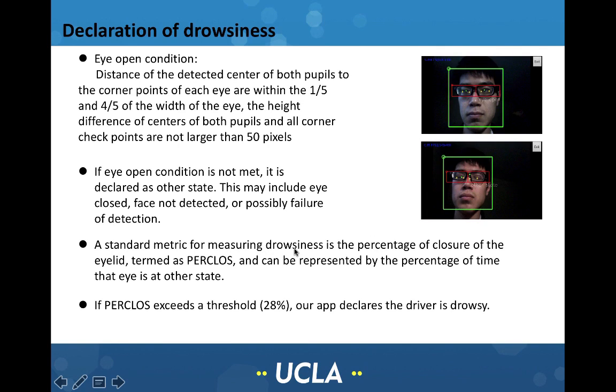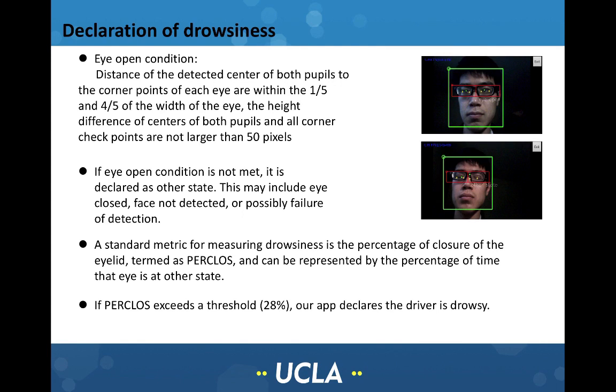The declaration of drowsiness is explained below. The eye open condition is simply set as follows: the distance from the detected center of both pupils to the corner points of each eye is within 1/5 and 4/5 of the width of each eye, and the height differences between the centers of both pupils and all corner checkpoints are not larger than 50 pixels. If the eye open condition is not met, it is declared as other state. This may include eye closed, face not detected, or possibly failure of detection.